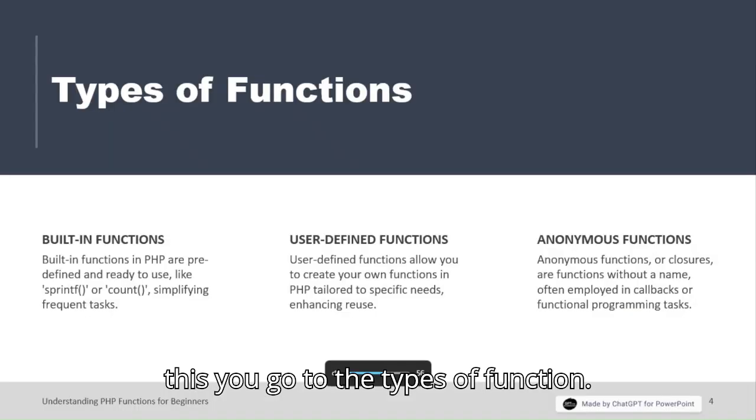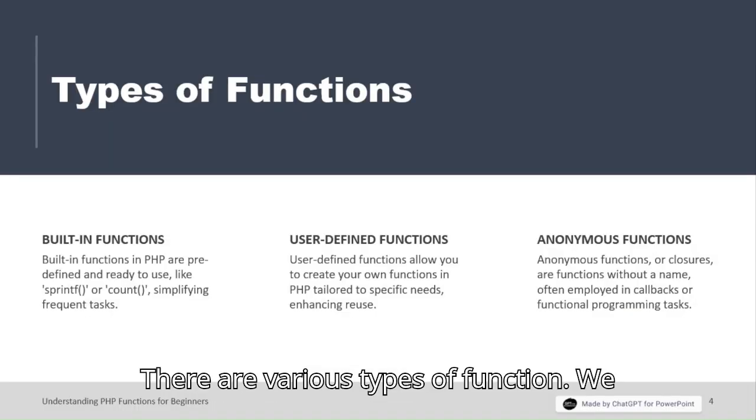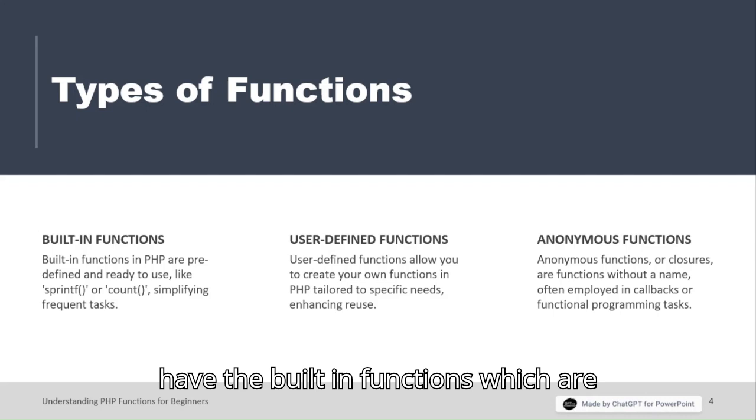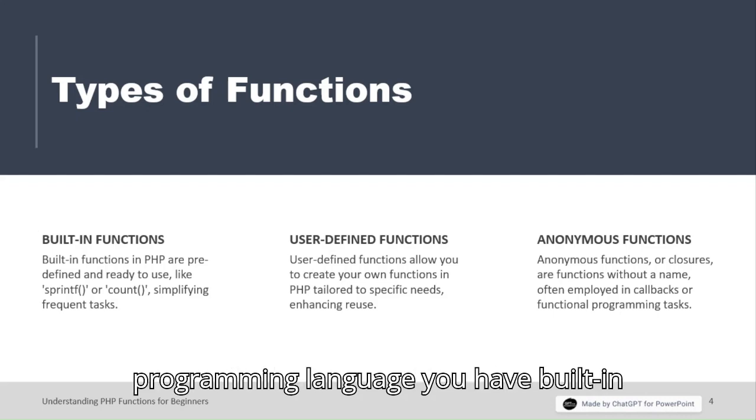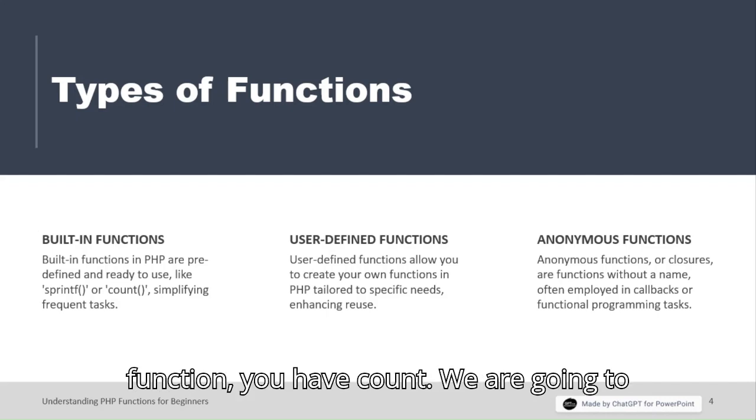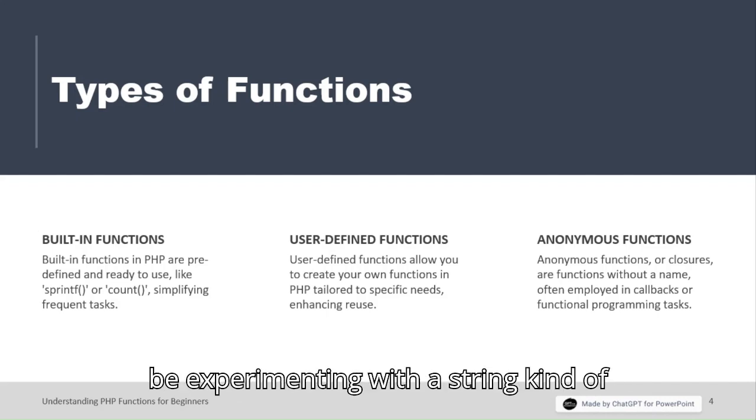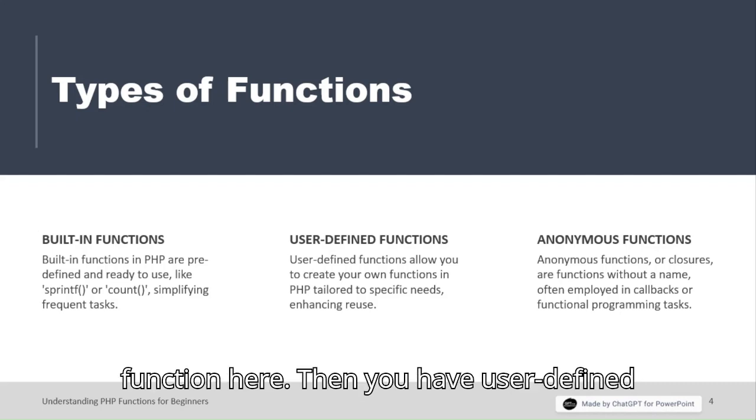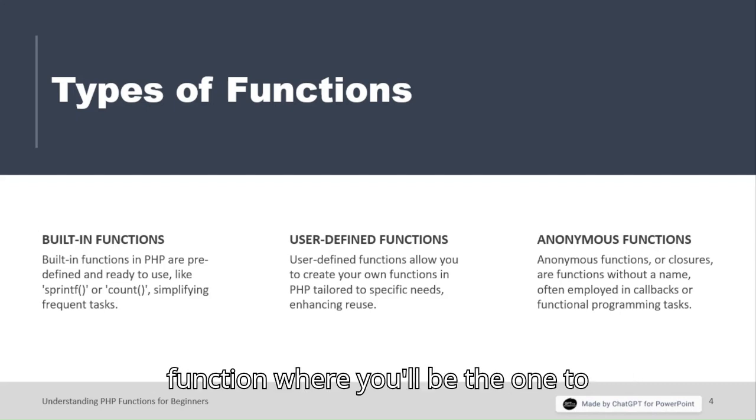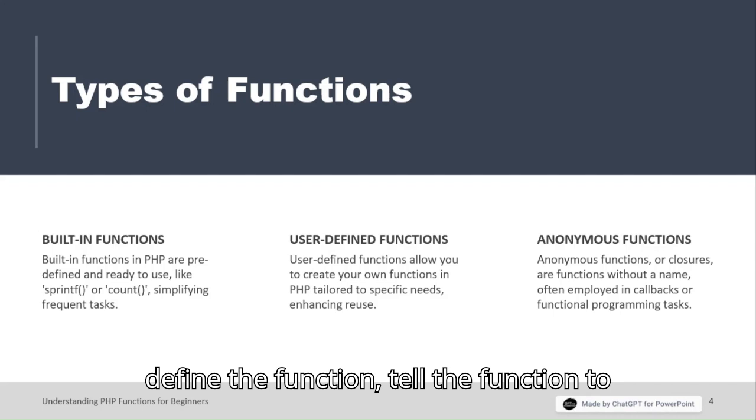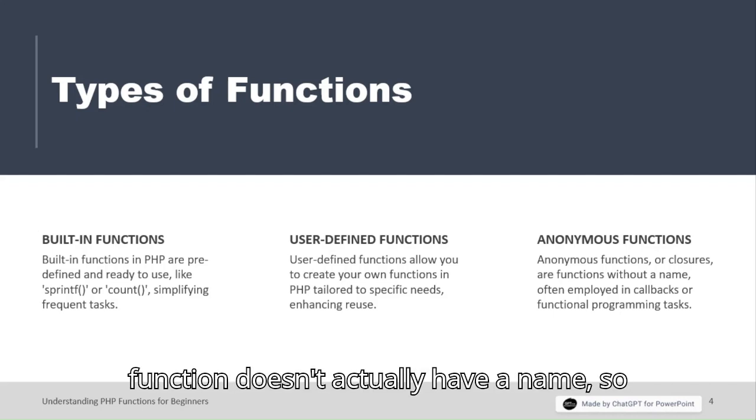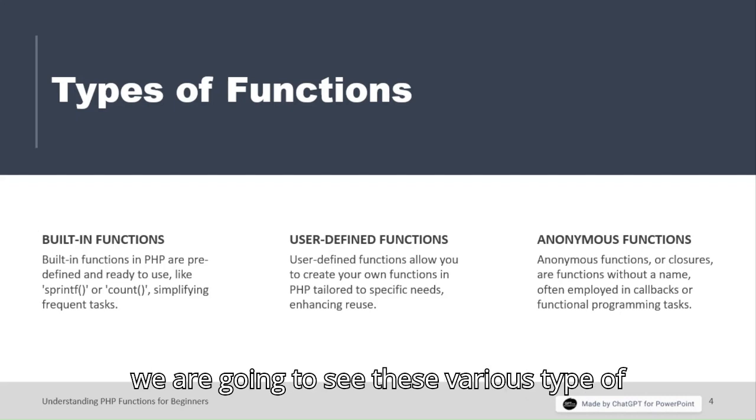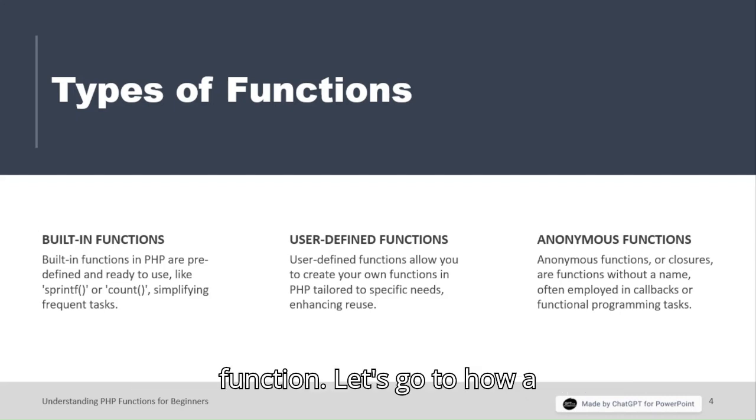So after this, you go to the types of function. There are various types of function. We have the built-in functions, which are functions which PHP already has written inside the programming language. They have count. We are going to be experimenting with a string kind of function here. Then you have user-defined functions, where you are the one to define the function and tell the function to do anything. And there's anonymous function. Anonymous function doesn't actually have a name. So we are going to see these various types of function. Let's go to how a function is written.